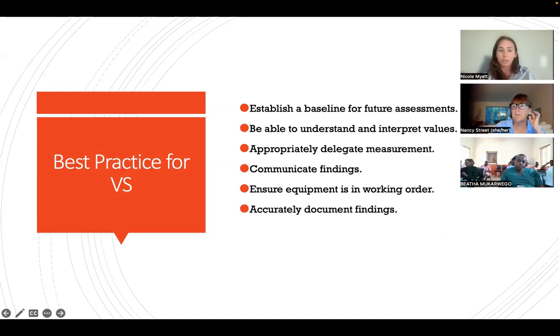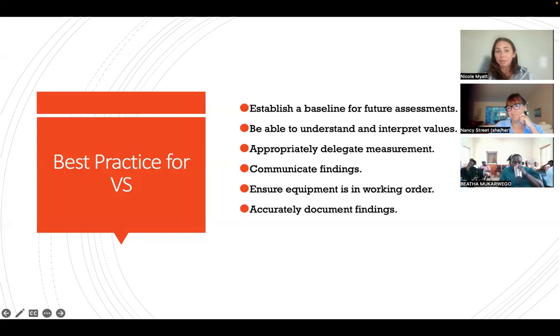So what is the purpose of vital signs? We want to establish a baseline for future assessments. I'm always saying that just the value itself of a blood pressure isn't as valuable as comparing it to the blood pressure yesterday or looking at the blood pressure the next day, because everyone has their own sort of normal range. So we want to make sure that we get vital signs right away so that we can establish what a normal range is. It helps us to be able to understand and interpret values. That's one of the things that I was saying about the comparison.